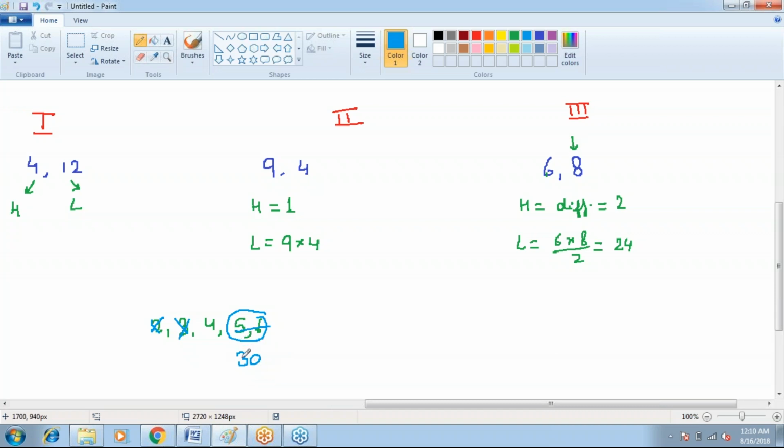So 30 is not divisible by 4. 60 is divisible by 4. Yes. So 60 becomes the LCM. Right. So even if there are more than two numbers, you can break them in parts, make them in pairs, and you can go ahead. Right, Natasha?